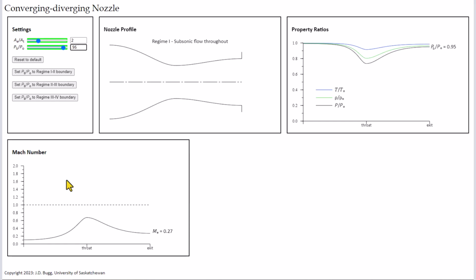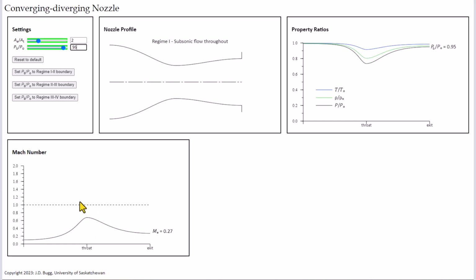If we look at our Mach number profile, we see the Mach number increasing to a maximum at the throat, and then decreasing to a Mach number of 0.27 at the exit. Notice that the Mach number at the throat does not reach 1 for this back pressure.